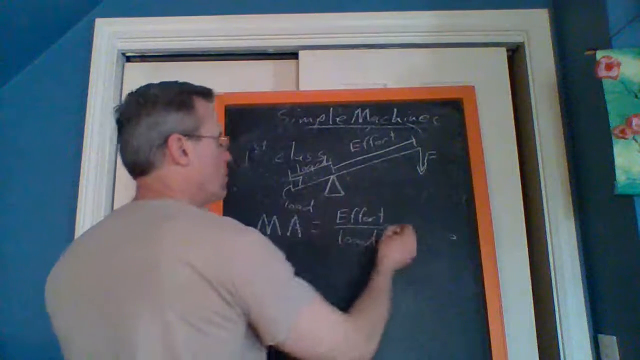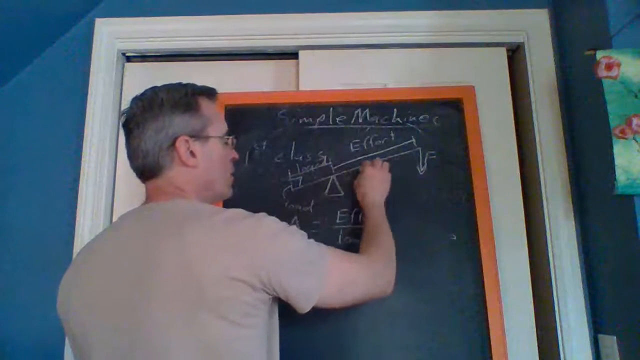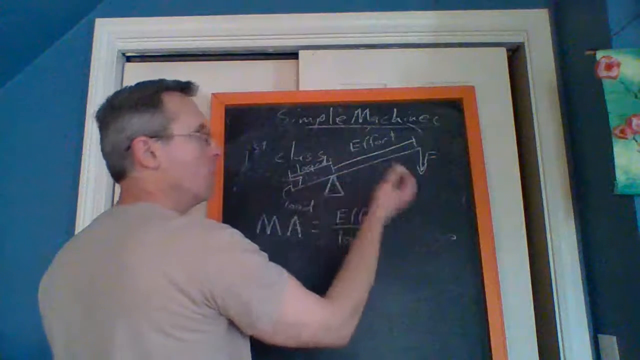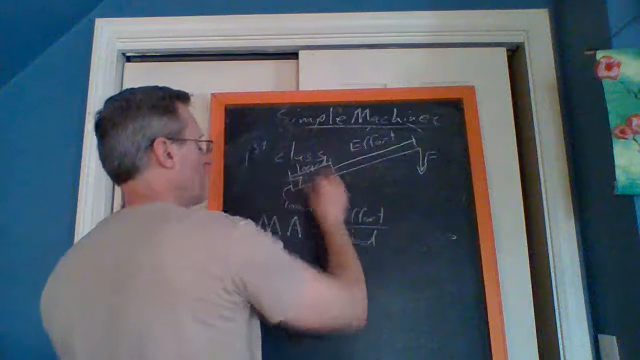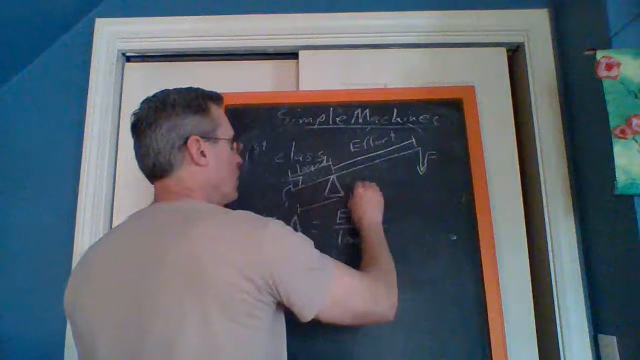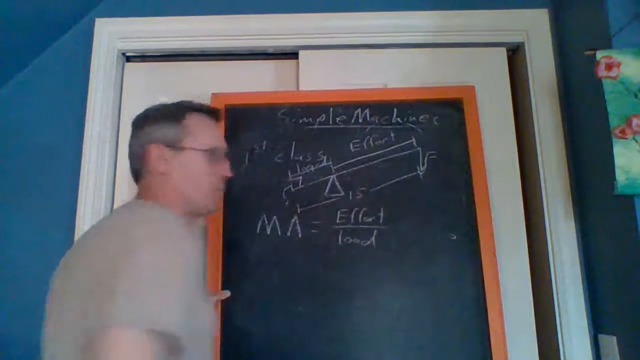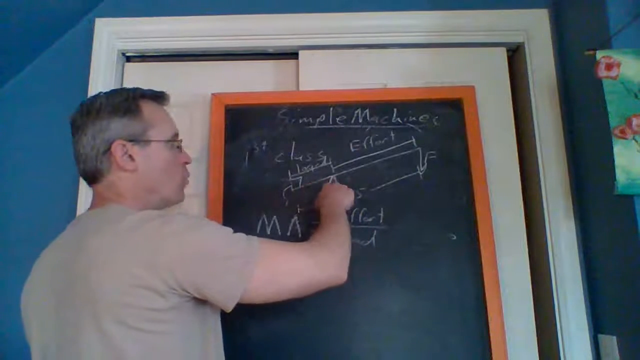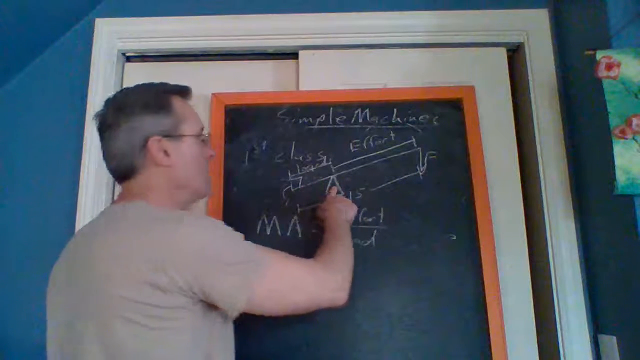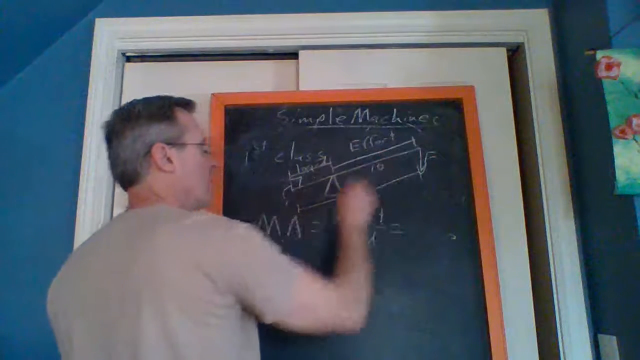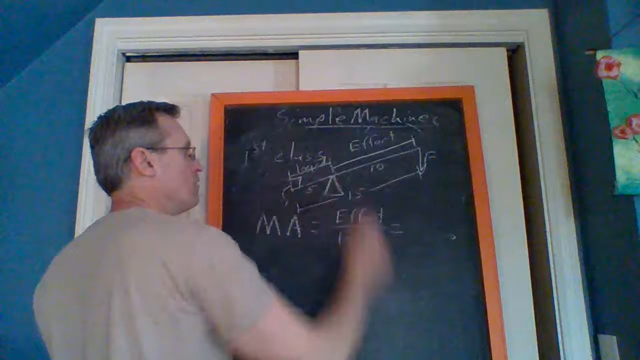So, for example, let's say that we have an effort distance here. So we have a length of stick here, and let's say that this stick is 15 feet long. Okay, so we'll make this from here to here is 15 feet. And so we're going to put the fulcrum 5 feet away from our load. All right, so that would give you an effort distance of 10 feet and a load distance of 5 feet.